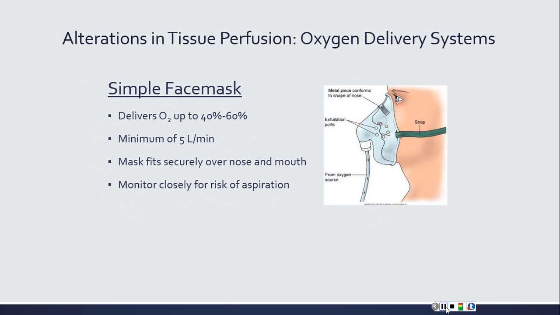All right, next we've got a simple face mask. This delivers oxygen up to 40 to 60%. Now, here's a key. You need to star this. Minimum of 5 liters per minute. So if I put a patient on a simple face mask and I put them on 2 liters, what's happening? I'm not giving them any oxygen. They're probably suffocating a little bit, right? I'm impeding their ability to bring in oxygen, because I'm not giving them anything extra. All I'm giving them at this point is room air. All right. Be sure that the mask fits securely over the nose and mouth, and then monitor closely for risk of aspiration. Again, you must have it at 5 liters or you're not giving them anything. Okay.